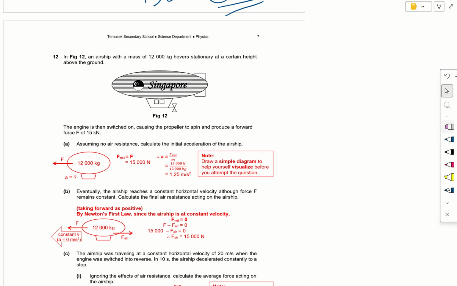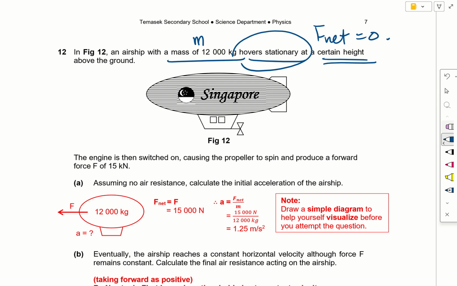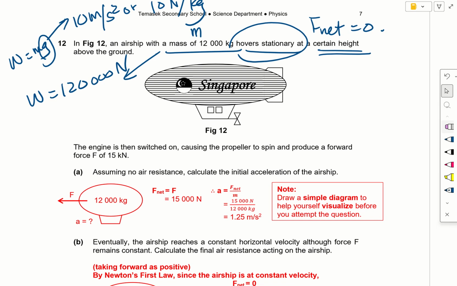Okay, last question. In figure 12, an airship with a mass of 12,000 kg. So this is the mass. It hovers stationary at a certain height. That means it's not moving, right? So when it's hovering stationary, that means F net on it is 0. So if I have the mass, I can actually calculate the weight, which is 120,000 Newton. I take the formula W equals mg, where g on Earth is typically used as 10 meters per second squared or 10 Newton per kg. Okay, so yeah, this is just finding the weight first.